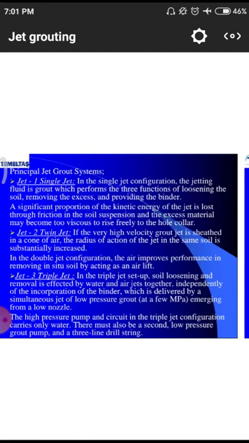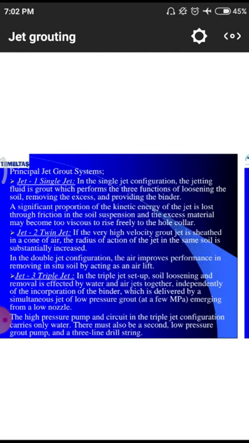These are the different actions: a single jet, a twin jet, and a triple jet. Whenever we are using single jet, double jet and triple jet, we have to observe what kind of actions occur in these particular grout systems. In the single jet configuration, the fluid performs three functions: loosening the soil and removing the excess, and providing a thin binder, with a significant proportion of kinetic energy of the jet lost.